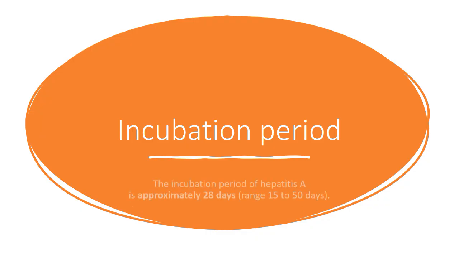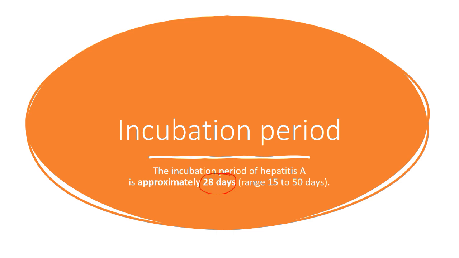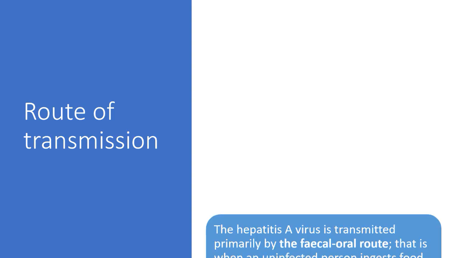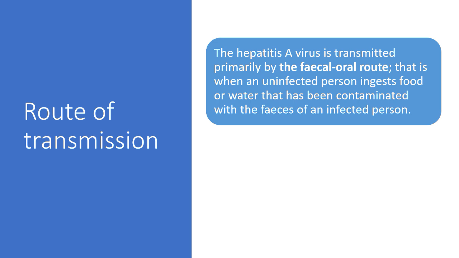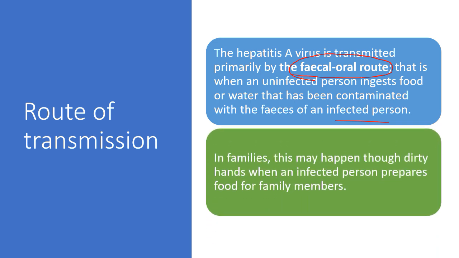What is the incubation period? Usually it is 28 days on average, but it ranges from 15 to 50 days. What is the route of infection? Hepatitis A is transmitted primarily via the fecal oral route. That's why children are more vulnerable to this disease, and people in third world countries with less social hygiene are much more victim to this disease. It happens when an infected person ingests food or water that has been contaminated with the feces of an infected person. In families, this may happen through dirty hands when an infected person prepares food for the family members, and that is one more reason for the transmissibility of hepatitis A virus.